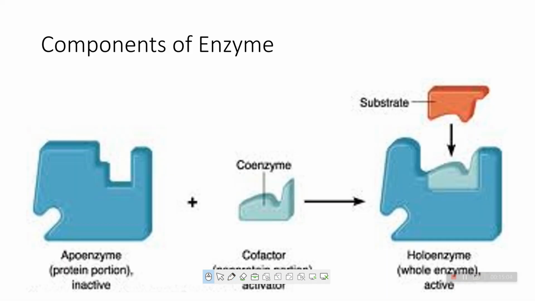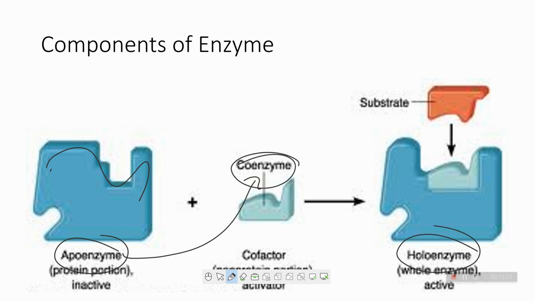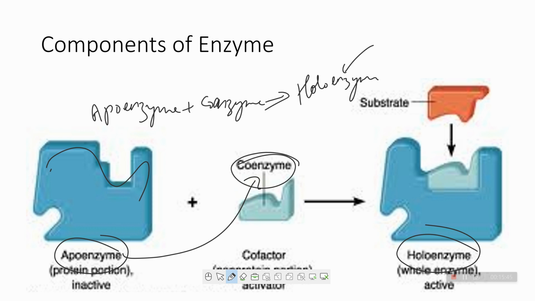What are the components of the enzyme? The main components of the enzyme are apoenzyme and coenzyme, right? This is the apoenzyme. When apoenzyme is combined with coenzyme, that is called holoenzyme. Remember this: when apoenzyme is combined with coenzyme, it is called holoenzyme, and this holoenzyme combines with the substrate.